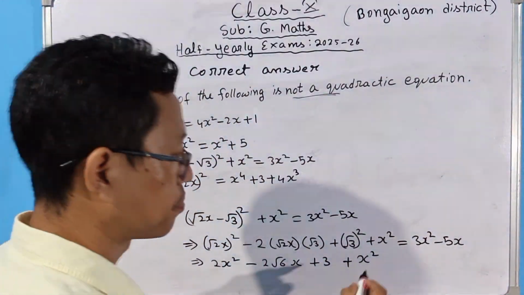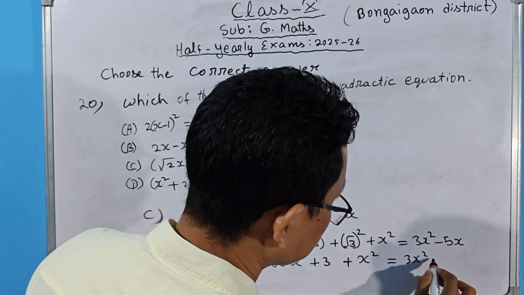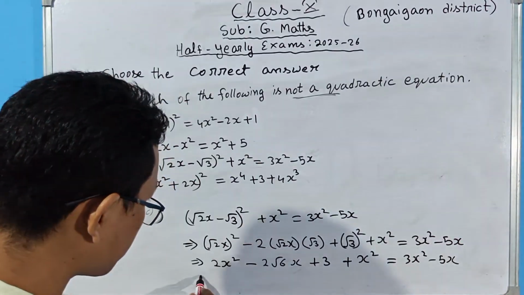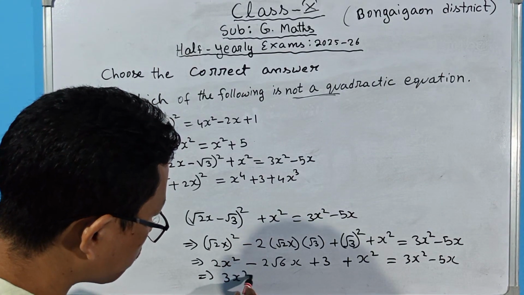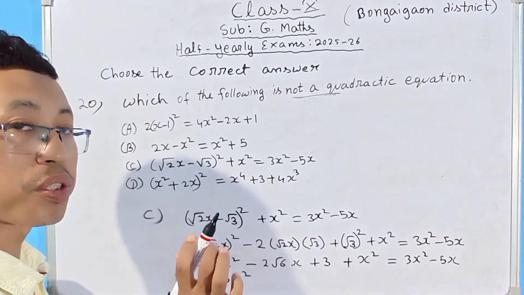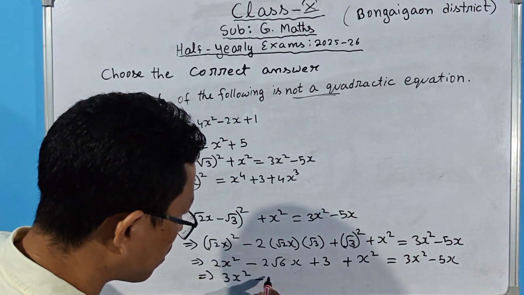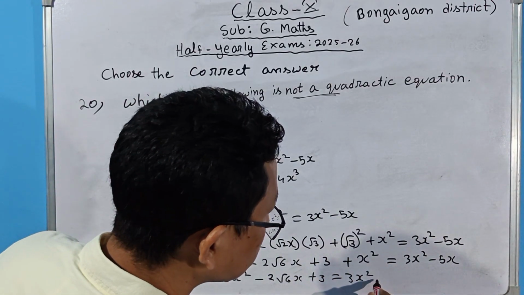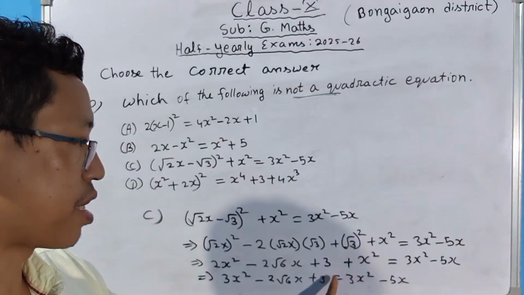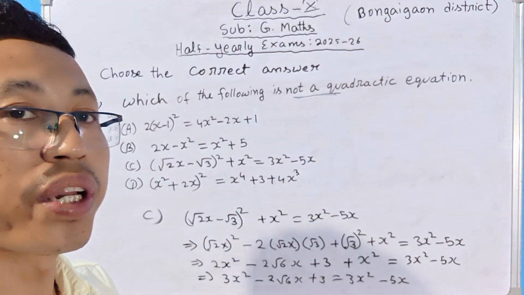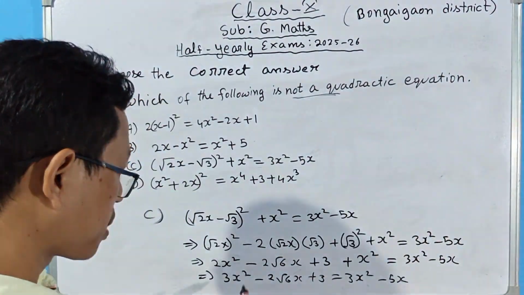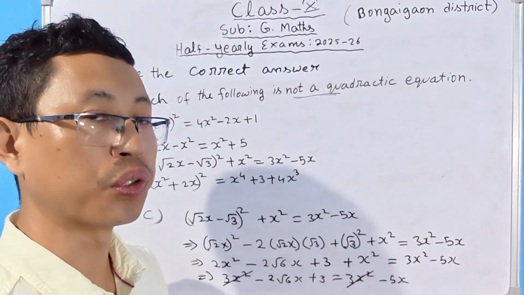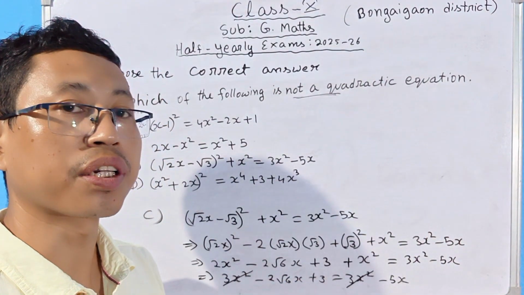X square as it is, on the right as it is. 2x square and x square, on solving we get 3x square. Clear? On solving we get 3x square minus 2 root 6x plus 3 equals 3x square minus 5x. So there is an equal symbol. We see which terms we can equate, meaning we can remove, like 3x square, 3x square. No more, the highest degree as 2. So it is not a quadratic equation.